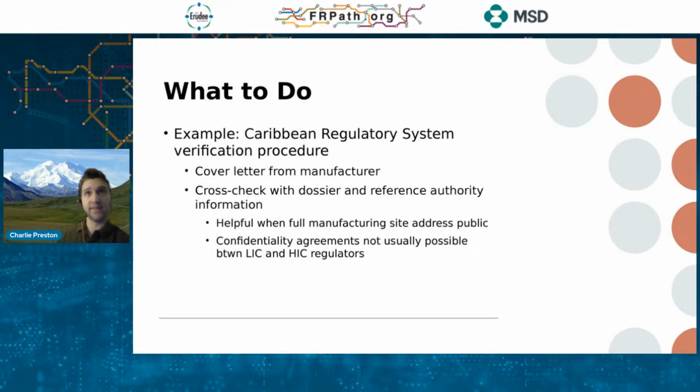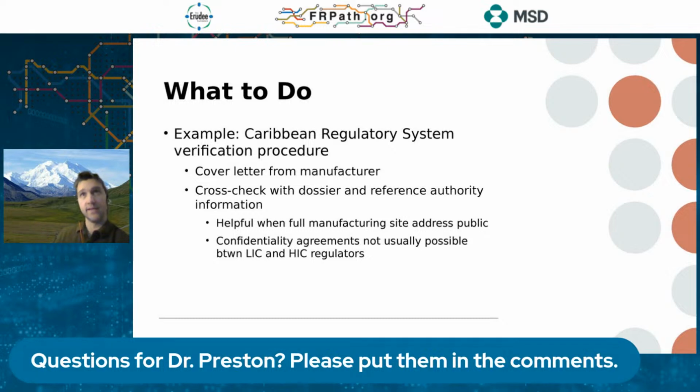My guess is that's probably the place that most low income regulatory situations are in. They're not going to have confidentiality agreements with the reference authority to be able to verify and check the information. So we had to rely on publicly available information, and that can pose some challenges. But one of the things that we did was ask for a detailed cover letter from the manufacturer that went through and said, this is the same product in this regard, in this regard, in this regard. And it gave us at least a legal document that the manufacturer was signing off on to say that this was the same product.